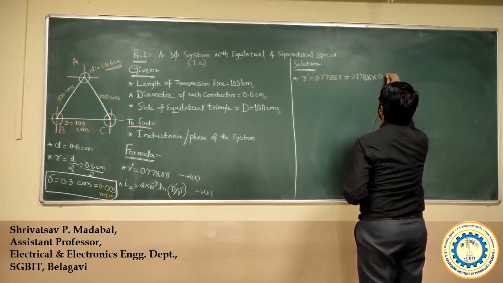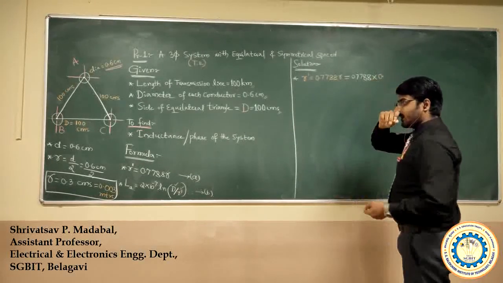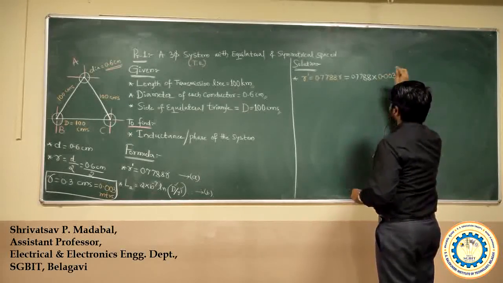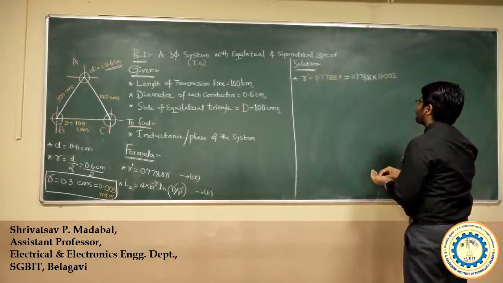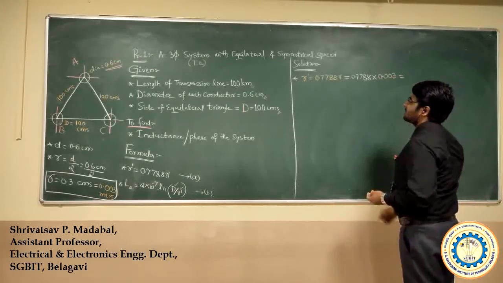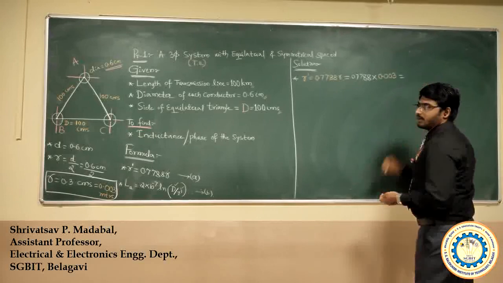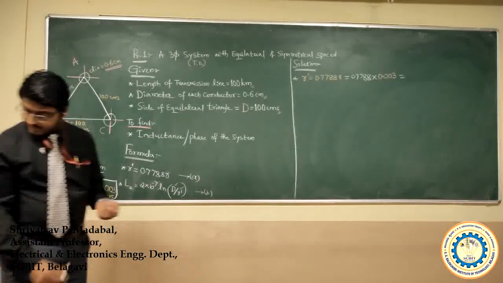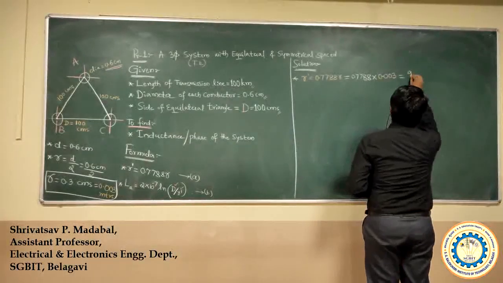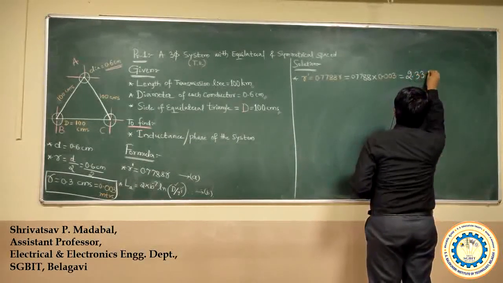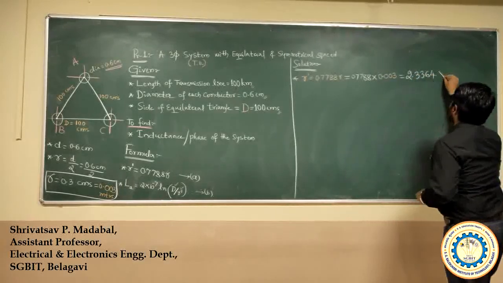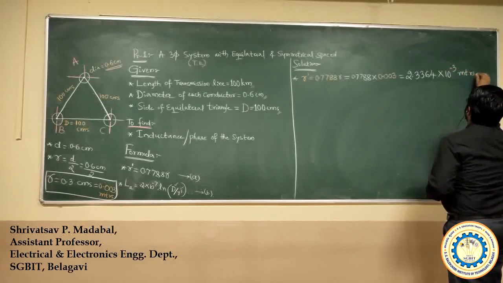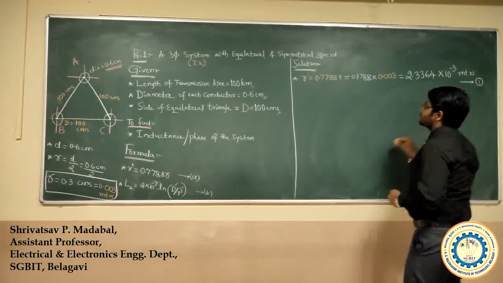So the radius of a conductor is 0.003 meters. So I want it in the form of R dash. What will be the R dash value here? Using the calculator, I found out the value to be 2.3364 into 10 to the power minus 3 meters. So this is my first thing.